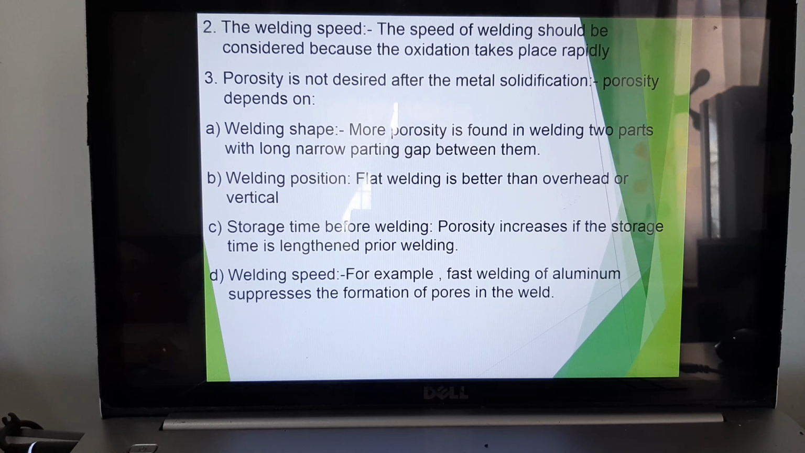Storage time before welding. Every time you weld your work, or you want to conduct a welding process, make sure your work pieces are cleaned thoroughly. Remove all the oxide layers on the surface. Remove all the impurities from the surface, and make sure your workpiece is clean. Surface clear of oxides. Okay, and the welding speed, like I mentioned to you, make sure you maintain a fast welding, because a fast welding of aluminum, for example, suppresses the formation of pores in the weld.